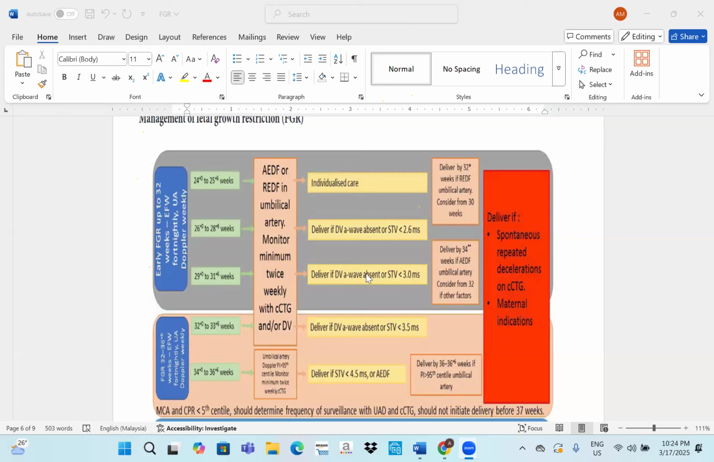But anytime during this monitoring, this one we already know that it is absent and reverse. But we are following this. Whenever the computerized CTG or ductus venosus Doppler becomes abnormal, you will not wait for the specific gestation. You will deliver your patient there and then, whatever gestation it is. Clear?